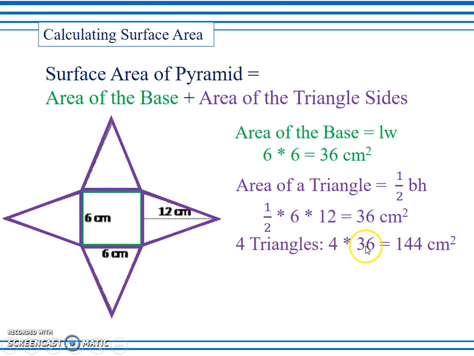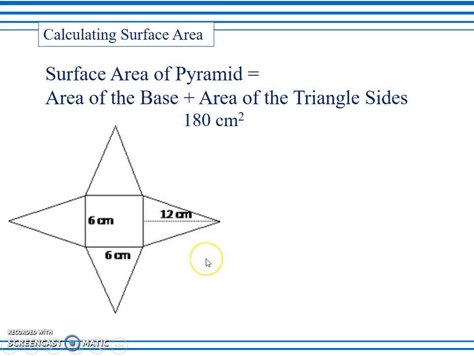So if we multiply 4 times the 36, we find out that the total lateral face area is 144 square centimeters. To finish, we need to add our base, the 36 square centimeters, with our lateral faces of 144 square centimeters to get a total of 180 square centimeters for our surface area of this pyramid. Now there is a shortcut for finding the surface area of a pyramid. So we know that this net for the square pyramid has a surface area of 180 square centimeters.